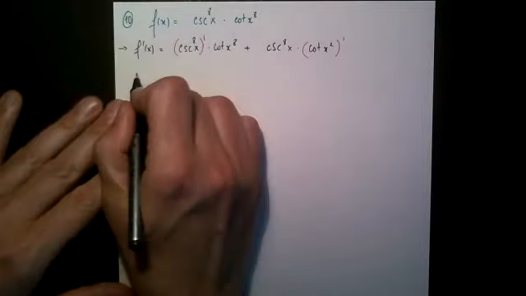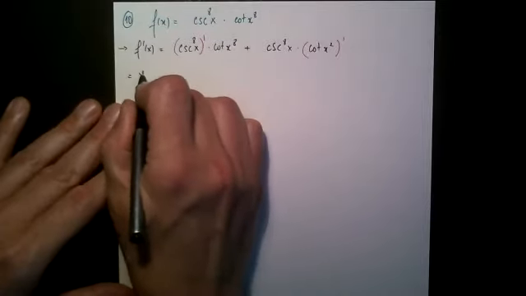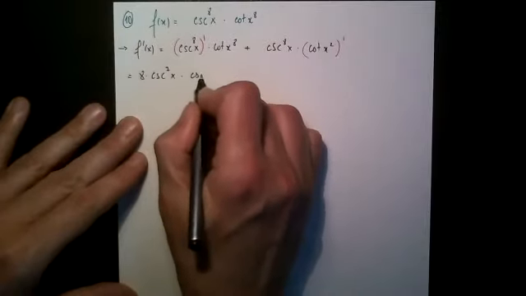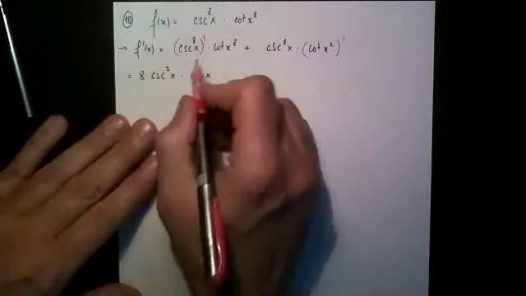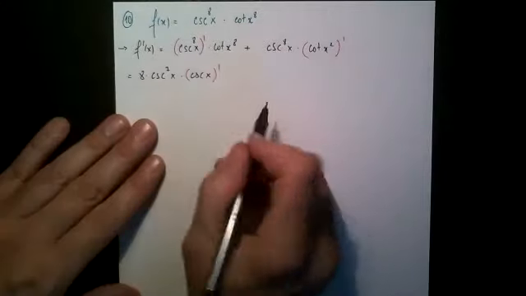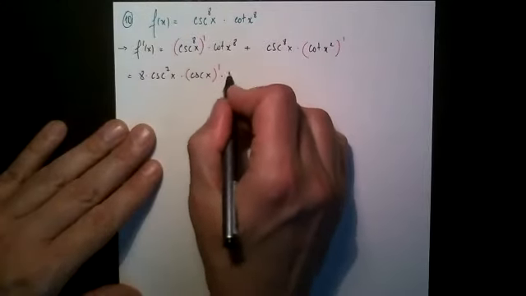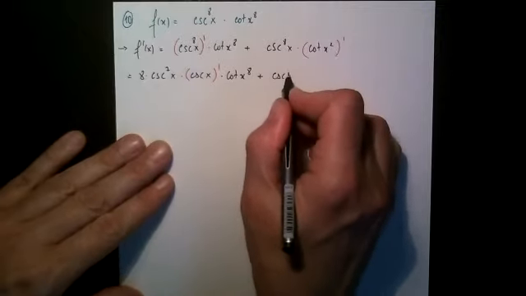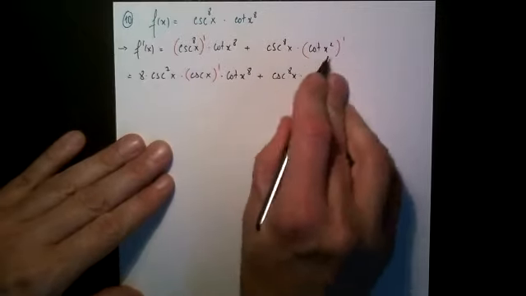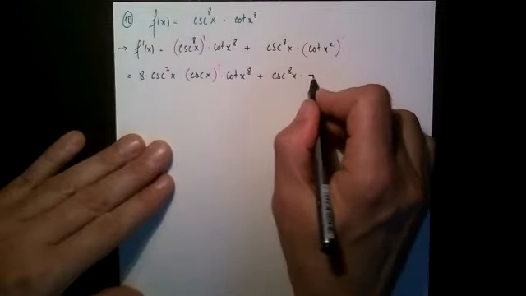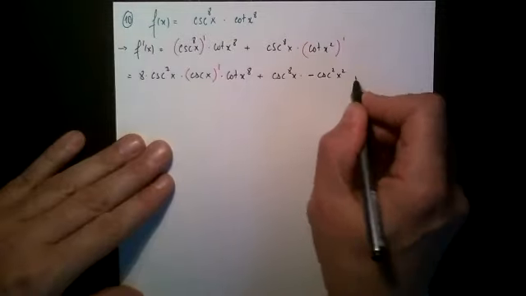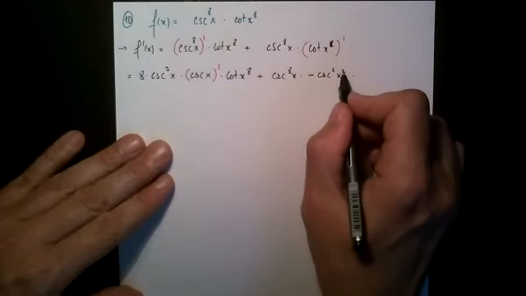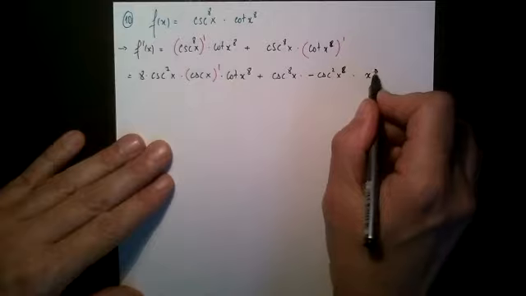Okay, let's do this. So the derivative of this is 8 times cosecant^7 of x times the derivative of cosecant, times cot of x^8, and then plus cosecant^8 of x times the derivative of cotangent, which is negative cosecant squared of x^8, times the derivative of x^8.